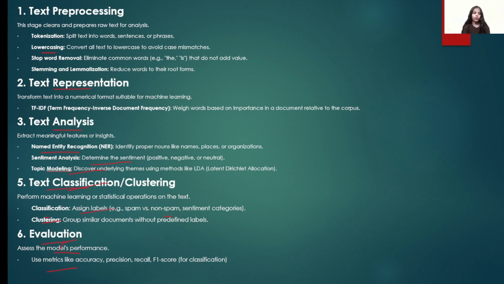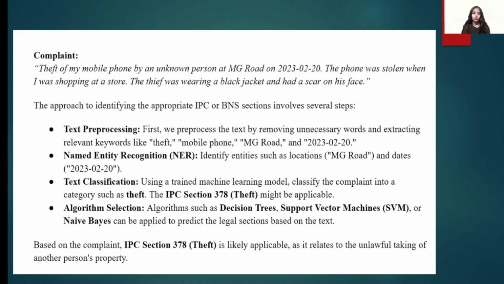Now the second part of our question is the approach to identify the appropriate IPC or BNS section involved. So here, this is a complaint: theft of my mobile phone by an unknown person. The phone was stolen when I was shopping at a store. The thief was wearing a black jacket and had a scar on his face. So here, the algorithm, the approach to identify the appropriate IPC BNS section is as follows.